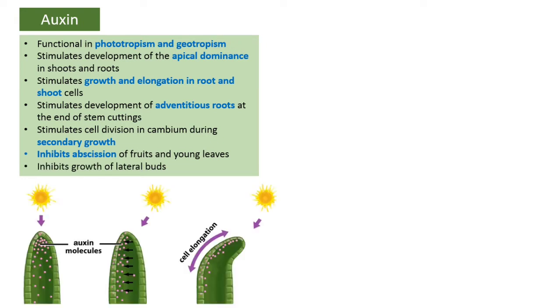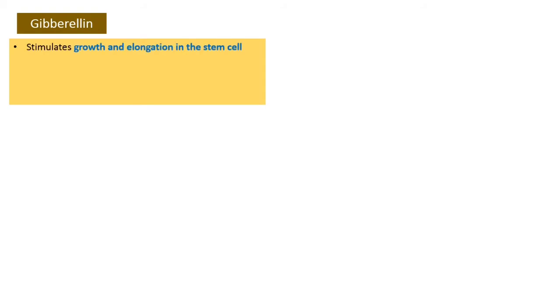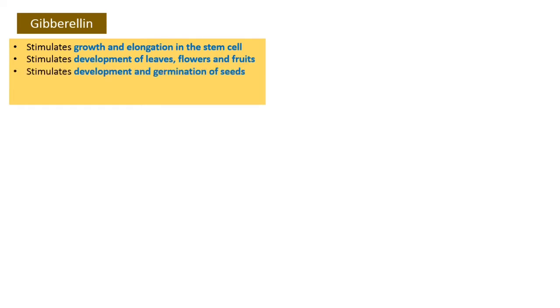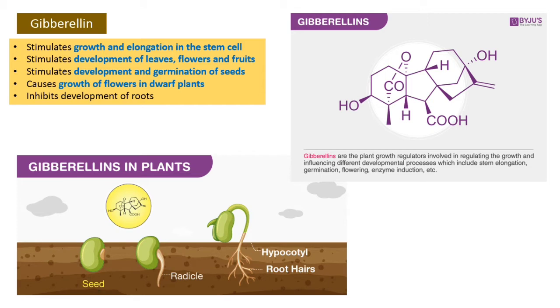So this is the picture of the effect of auxin to elongate the structure of the shoot. After this we discuss in more detail. Gibberellin stimulates growth and elongation in the stem cell, stimulates development of leaf, fruit and flower, stimulates development and germination of seeds, causes growth of flower in dwarf plants, and lastly, inhibits development of fruits. So gibberellin affects the growth, elongation and development of seed.